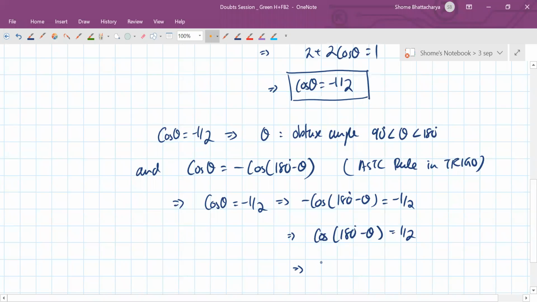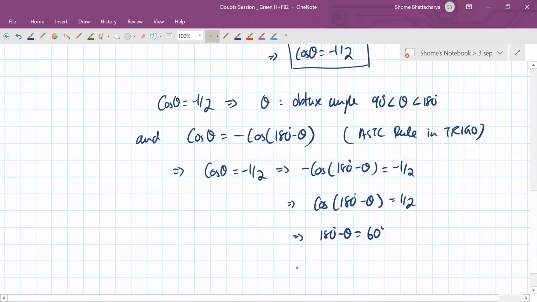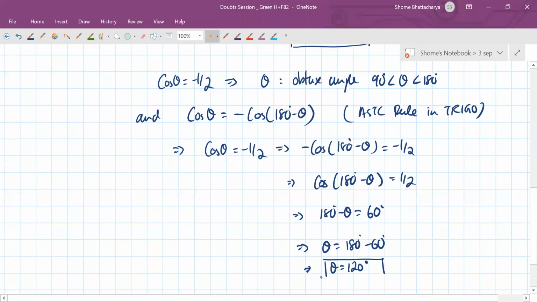So that means that 180 minus theta is 60 degrees. So that means that theta is 180 minus 60 degrees, which means that theta is equal to 120 degrees. So this should be your answer. Okay.